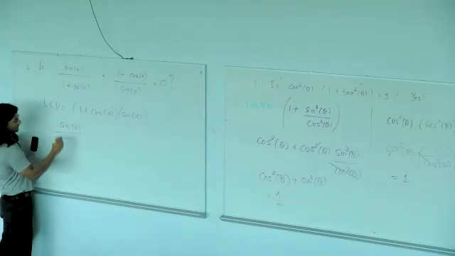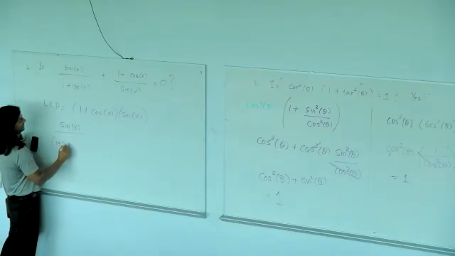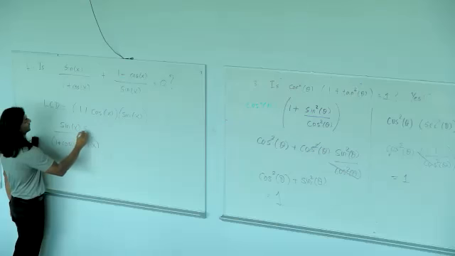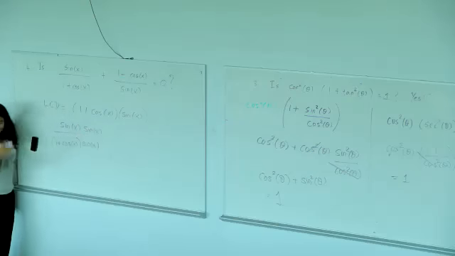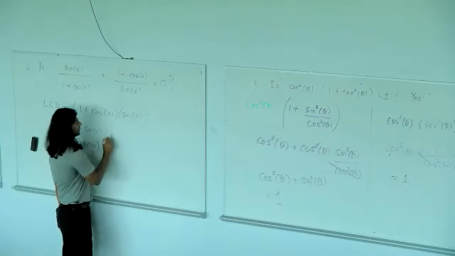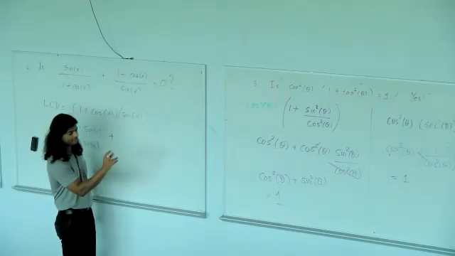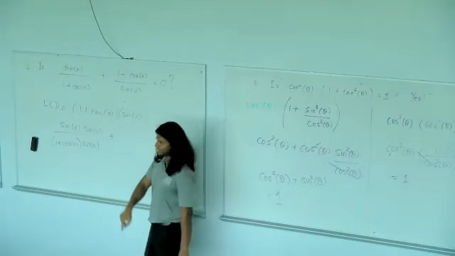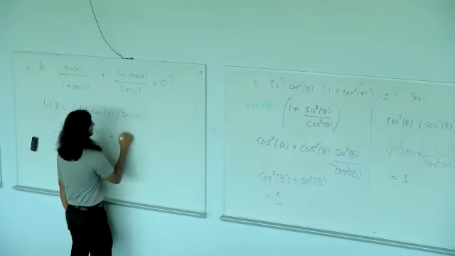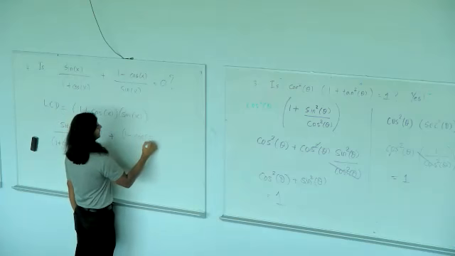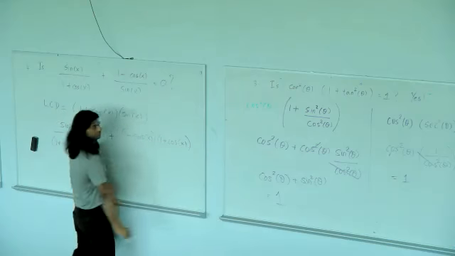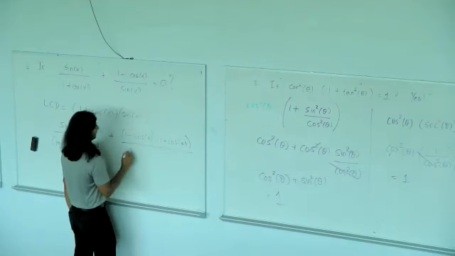So I'm going to multiply and divide by sine x. I can't simply multiply the denominator, I've got to multiply and divide. On this side, I have sine x. What am I missing? 1 plus cosine x. I'm going to multiply and divide by 1 plus cosine x.